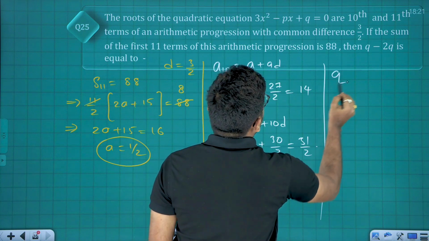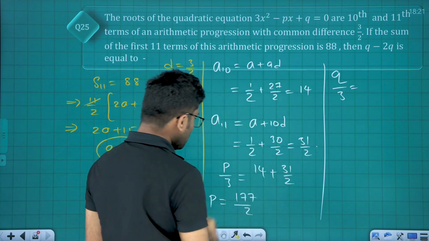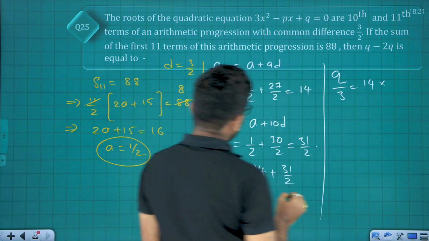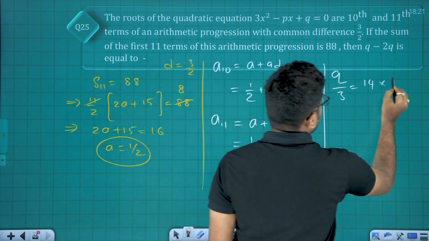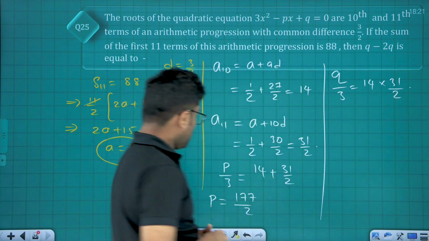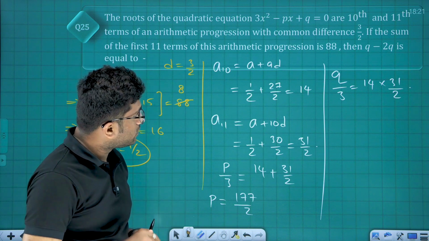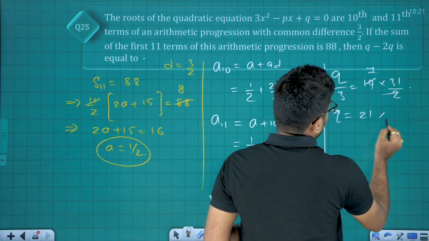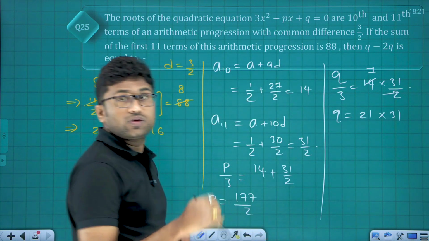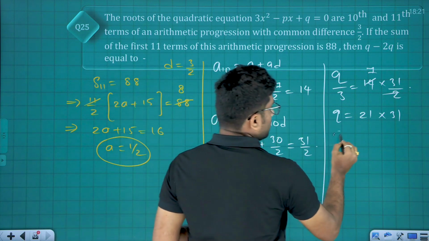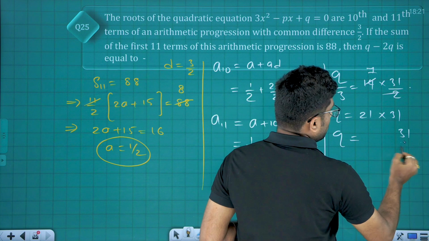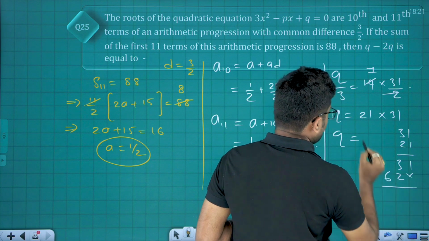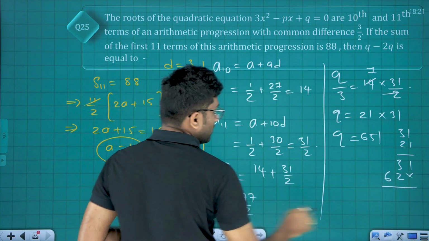And q is related to the product of the roots. Q by 3 is equal to the product of the roots, 14 into 31 by 2. Clear? So q is equal to 7 times 3, 21, into 31. If you multiply these two, we will be getting 651. So q is 651 now.